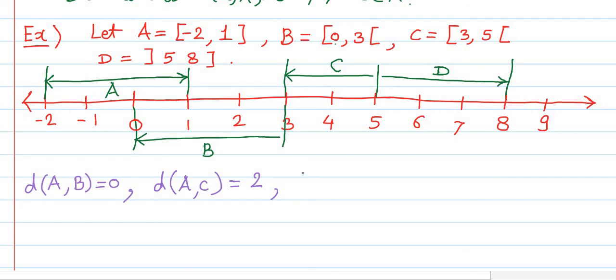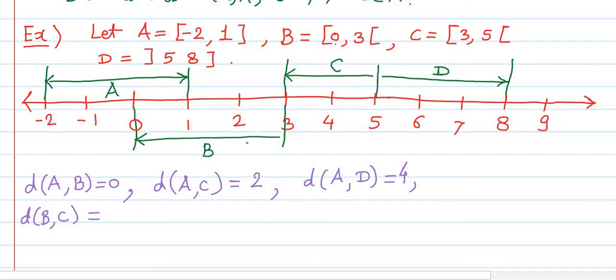Here we are considering the usual metric. Next one, the distance between sets A and D. It is again clear from this diagram that the distance between A and D is the same as the distance between points 1 and 5, which is 4. Next one, the distance between sets B and C.